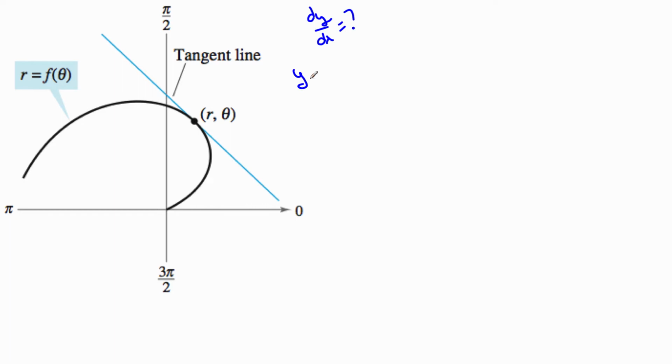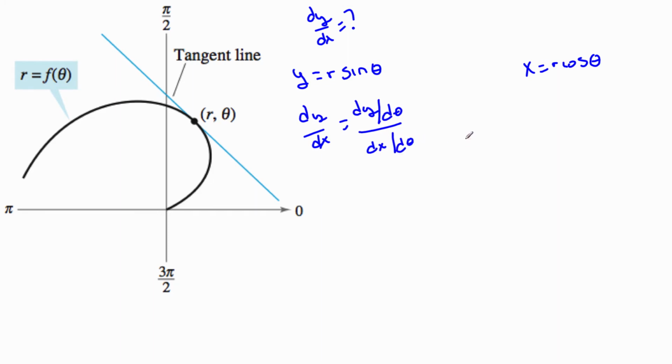I know y is r sine of theta, if you guys don't mind, and x is r cosine of theta. Now remember when we did parametrics with respect to a variable, the derivative of y with respect to x is going to be the derivative of y with respect to theta divided by the derivative of x with respect to theta. Now the problem here is r is a function of theta.